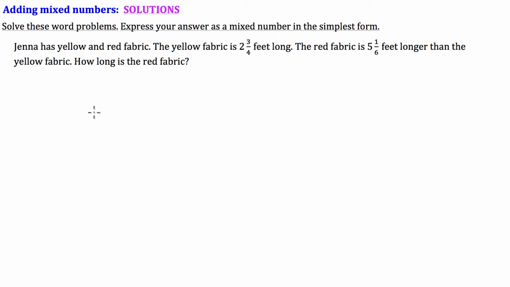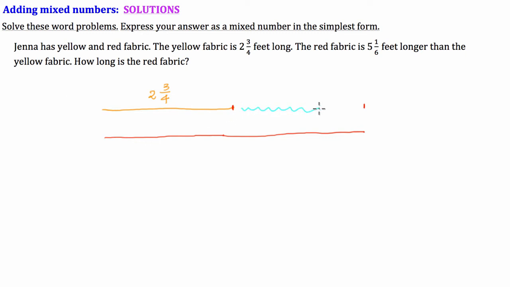Let me make a model for this. I don't think yellow color will show on this, so I'm going to use orange color. So this is my yellow fabric, and that is 2 and 3/4 feet long. And my red fabric, I don't know exactly how long it is, but I know it's longer than the yellow fabric. So we know that the red fabric is 5 and 1/6 feet longer than the yellow fabric, which means this distance is 5 and 1/6 feet.